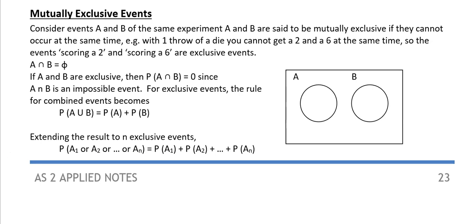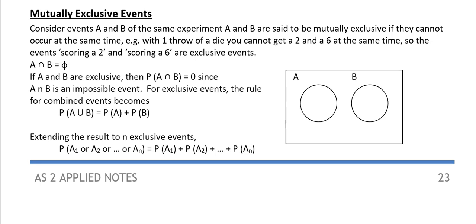First of all, we have got mutually exclusive events. Mutually exclusive events are events which are able to happen, but they cannot happen at the same time. For example, if you toss a coin, you can get a head, you can get a tail, but you cannot toss a coin and at the same time get a head and a tail. So getting a head and getting a tail are what's called mutually exclusive events.